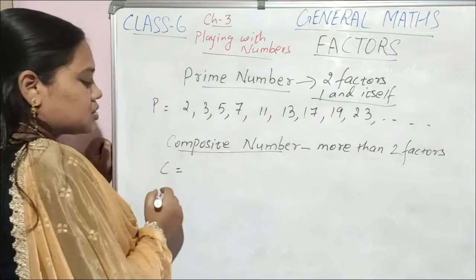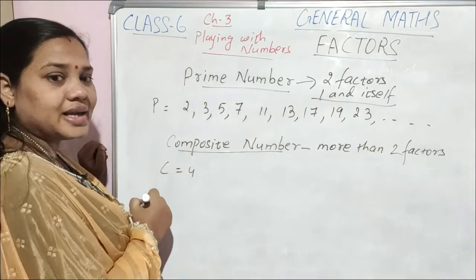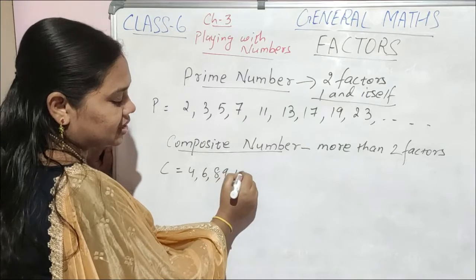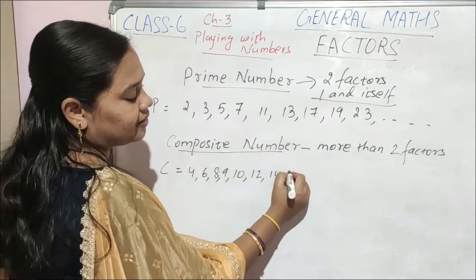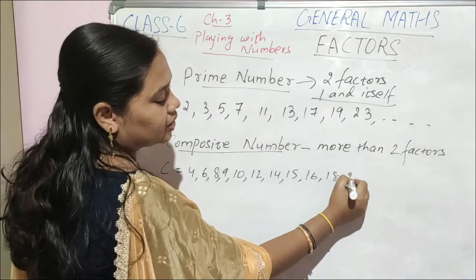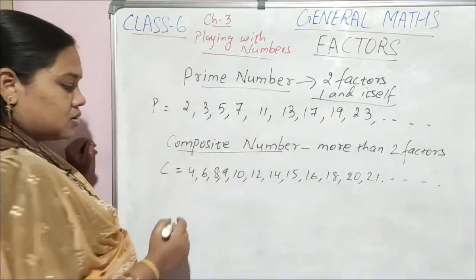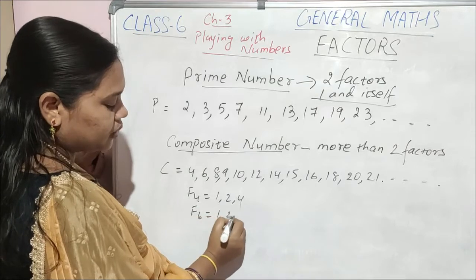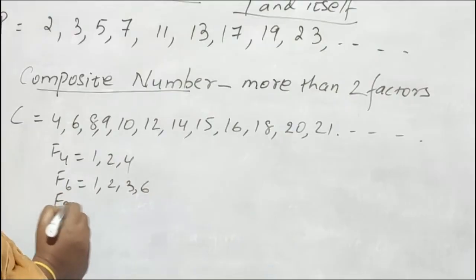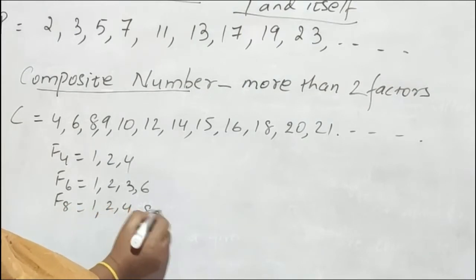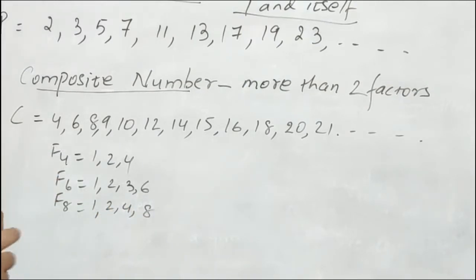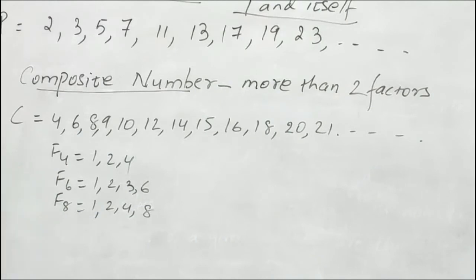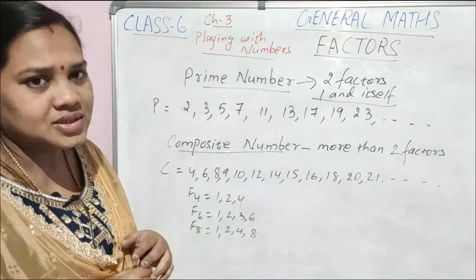So 4 is the smallest composite number. Then 6, 8, 9, 10, 12, 14, then 15, 16, 18, 20, 21, and so on. Factors of 4: 1, 2, 4. Factors of 6: 1, 2, 3, 6. Factors of 8: 1, 2, 4 and 8. You see, all these numbers have more than 2 factors. Here 3 factors, here 4 factors, here also 4 factors. So all these numbers are composite numbers.